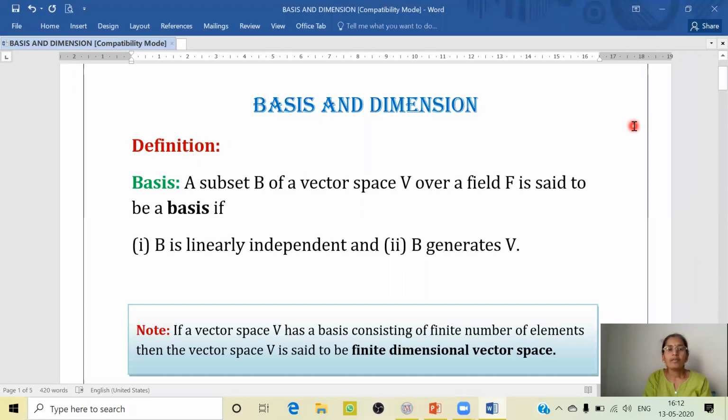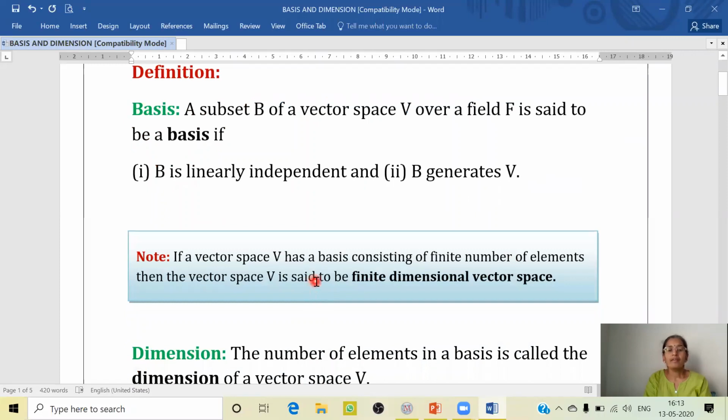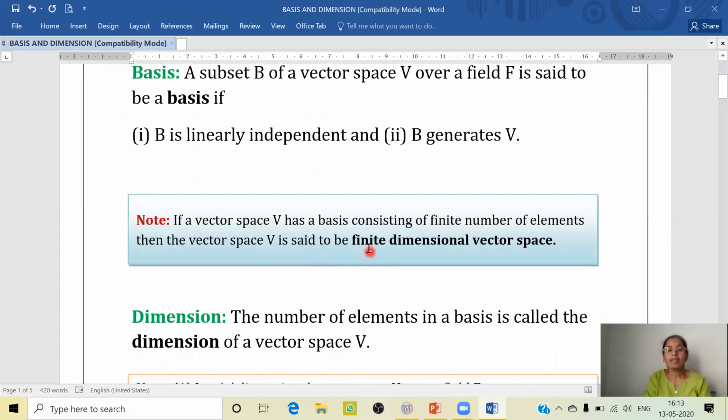So let us see what is the definition of a basis. A subset B of a vector space V over a field F is said to be a basis if B is linearly independent and B generates V. If V is a vector space with a basis consisting of a finite number of elements, then V is said to be a finite dimensional vector space.